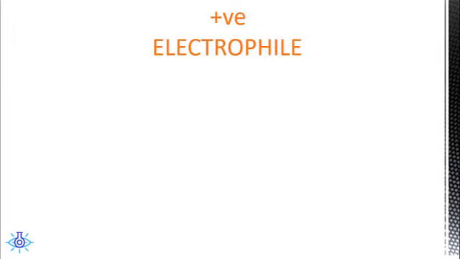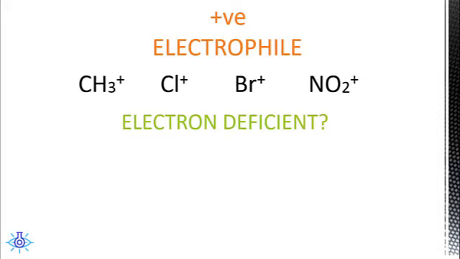Positively charged electrophiles possess a positive charge on them. For example, CH3+, Cl+, Br+, and NO2+. All these species have positive charges on them and hence they are called positive electrophiles. But how do we call them electron deficient?